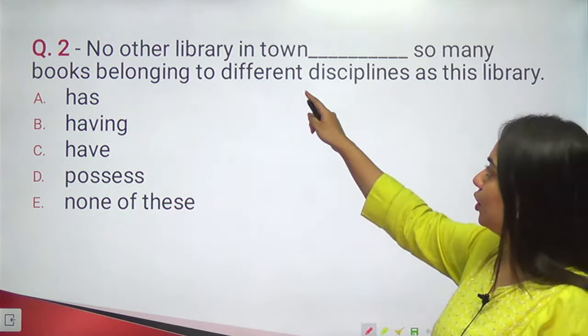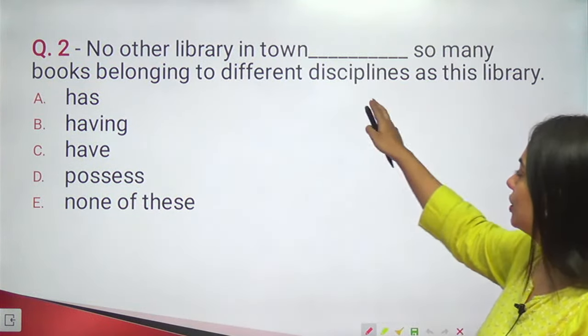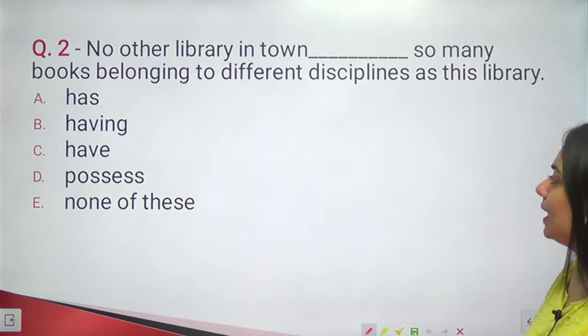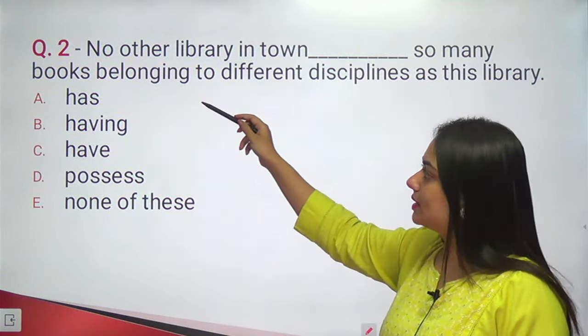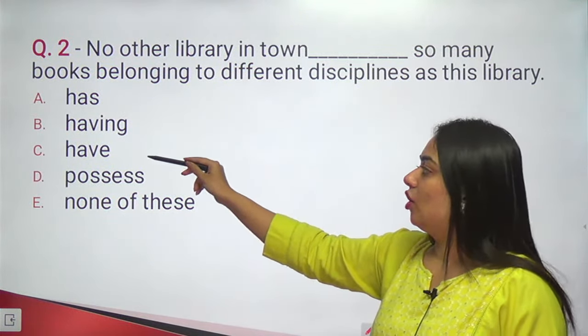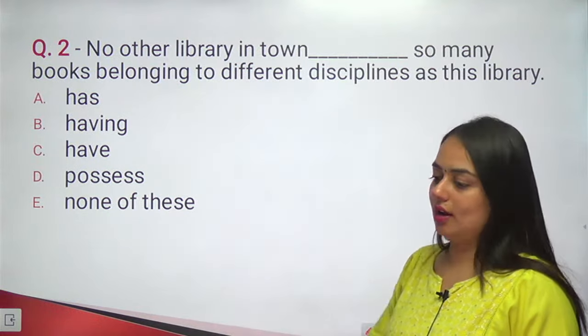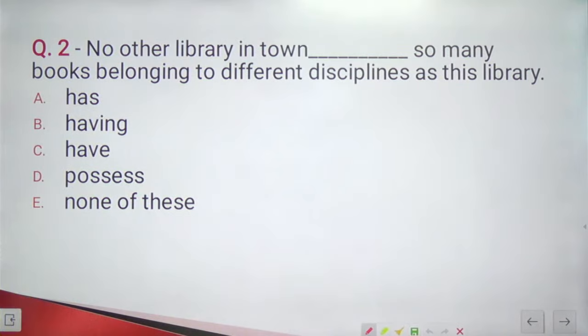No other library in town dash so many books belonging to different disciplines as this library. So should it be no other library in town has? No other library in town having, or have, or possesses, or none of these. Let's see who is going to answer this one. Yes, Twisha, Dank, what do you think? Drop in your answers quickly.